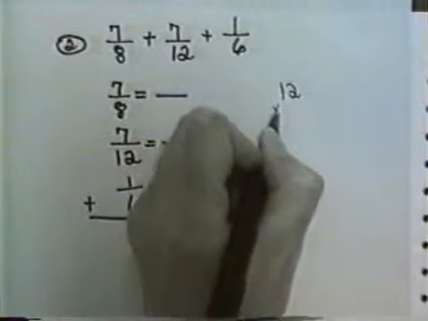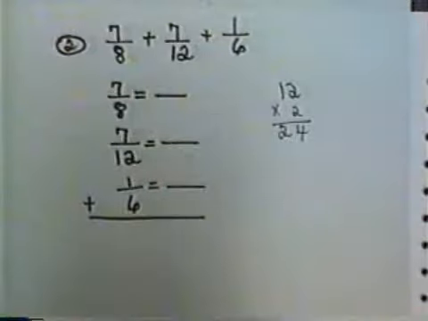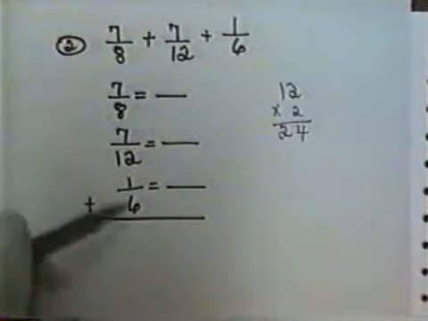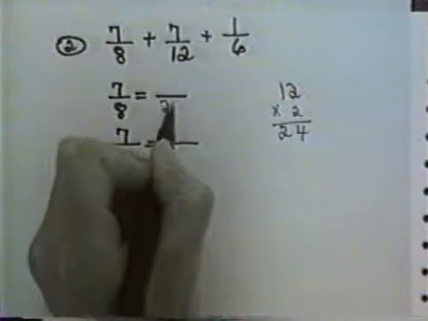So let's try 12 times 2. And we come up with 24. 8 will go into 24, and so will 6. So 24 will be our denominator.